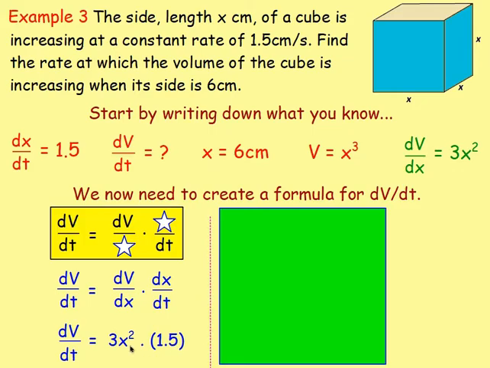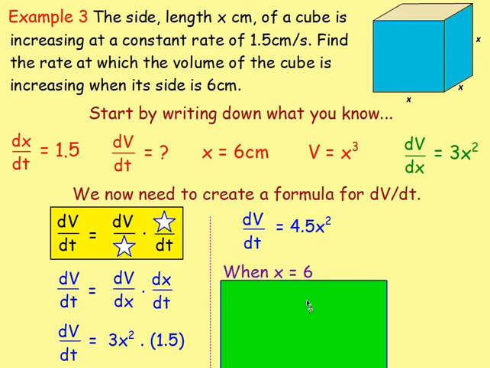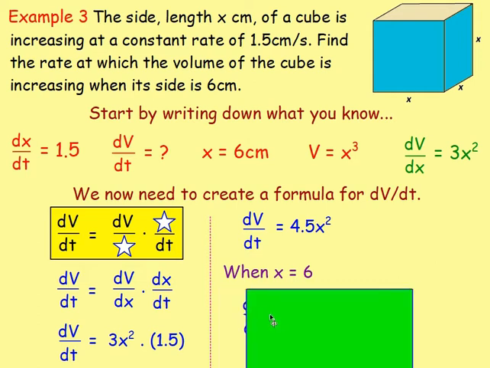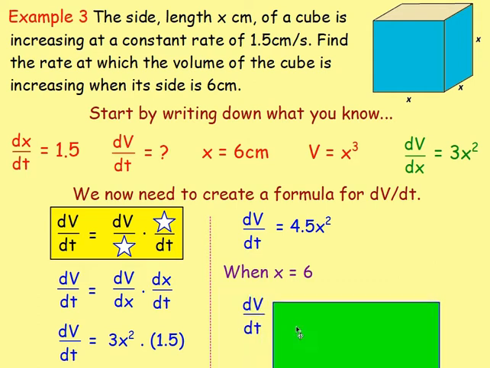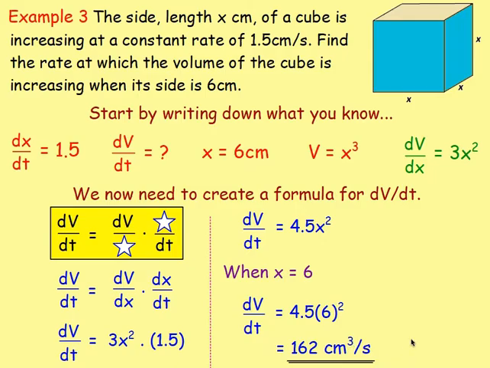So that becomes 3x squared times 1.5. 3 times 1.5 is 4.5, so we've got 4.5x squared. And then after that, we know that x equals 6 centimetres, so we can replace x with 6 centimetres. So when x equals 6, then dv by dt will equal 4.5 times 6 squared, which equals 162 cubic centimetres per second. Yeah!